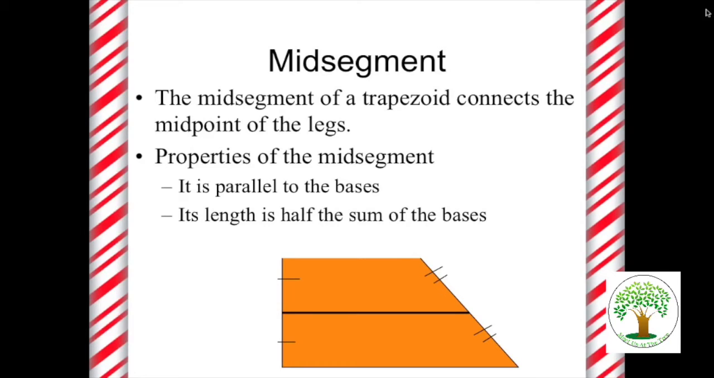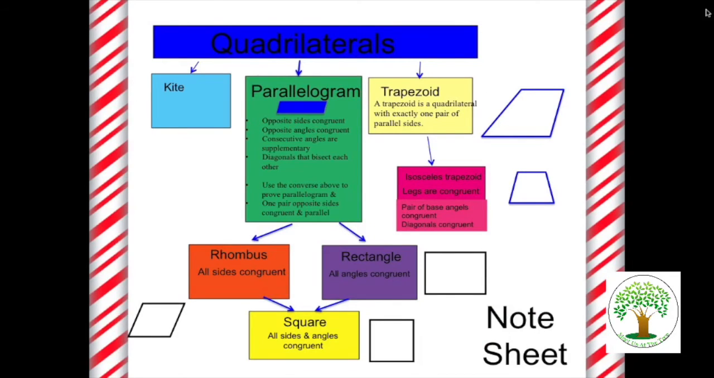We cut each of the legs into 2 equal parts and we connected their midpoints. We made a third parallel line. It was parallel to the bases, and its length was half the sum of the two. I would suggest that you write something about that on there, if you haven't done so already.